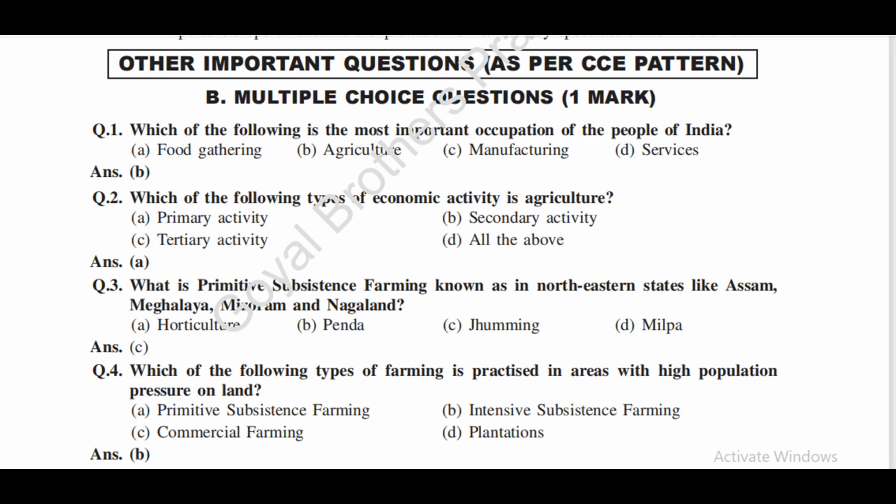So it is a primary economic activity which you also studied in the sectors of the economy. Question 3, primary subsistence farming, known as what in northeast states like Assam, Meghalaya, Mizoram, and Nagaland? The answer is Jhuming. Okay, then the next is which type of farming is practiced in areas with high population pressure on land? It is intensive subsistence agriculture.